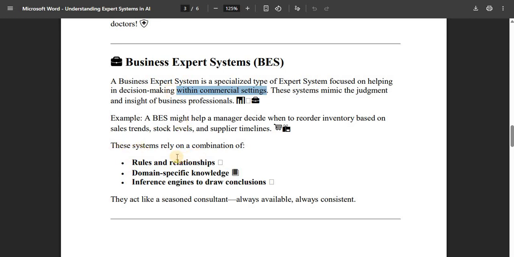These systems rely on a combination of rules and relationships, domain specific knowledge and inference engines to draw conclusions. They act like a seasoned consultant. Just now I told you, like IBM Watson has a good repository of all the case histories of different cases, and if you ask any question, it will analyze this case history and will give you a solution.